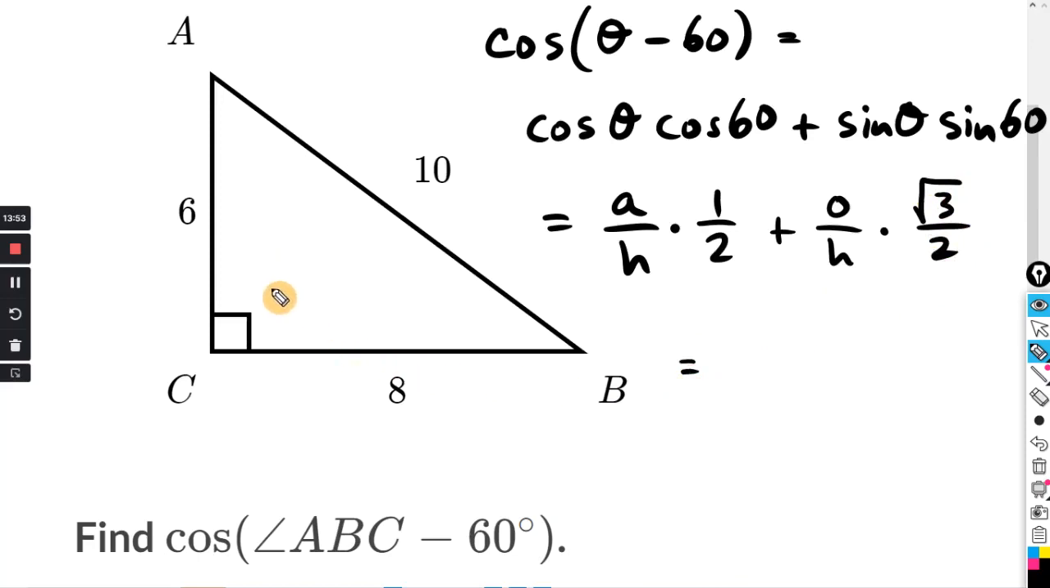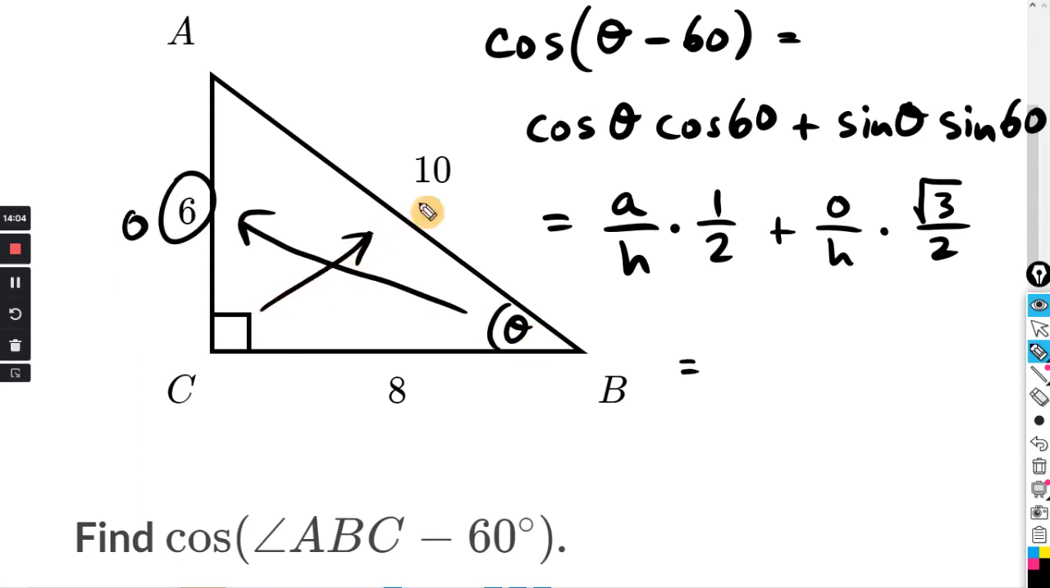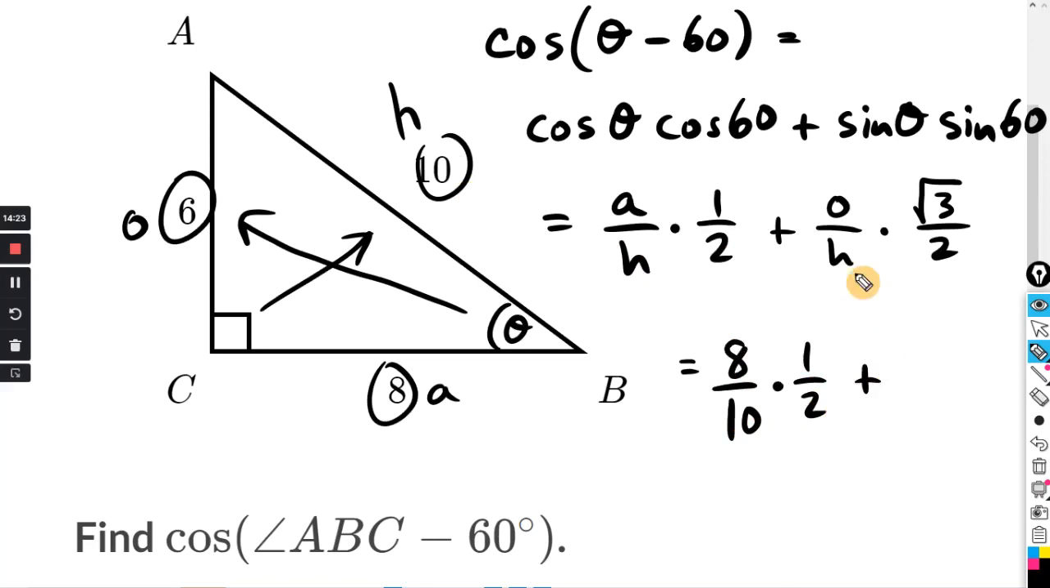Labeling the triangle, we were looking at angle B as the reference angle. You go across from B, that's your opposite. You go across from the right angle, that's your hypotenuse. And the remaining side is your adjacent. All right, adjacent is 8. Hypotenuse is 10, and that's times 1/2. Opposite is 6. Hypotenuse is 10, and that's times radical 3 over 2.